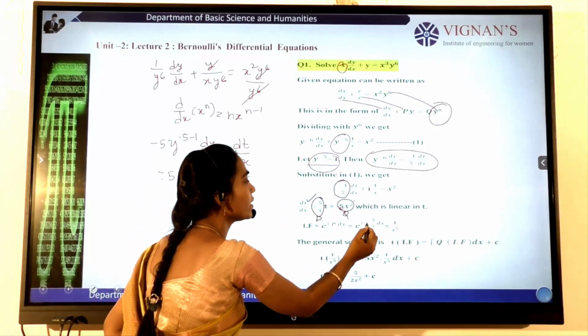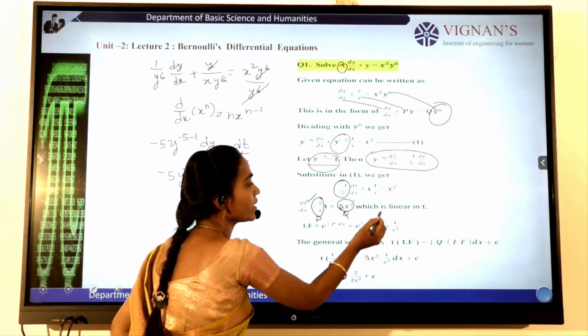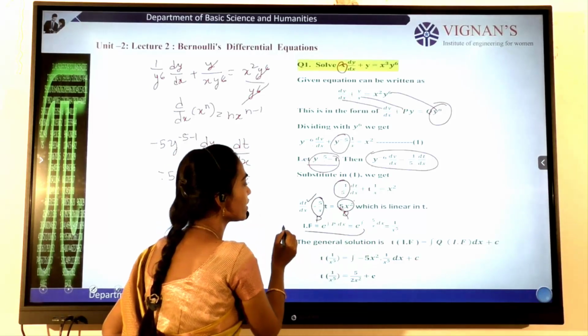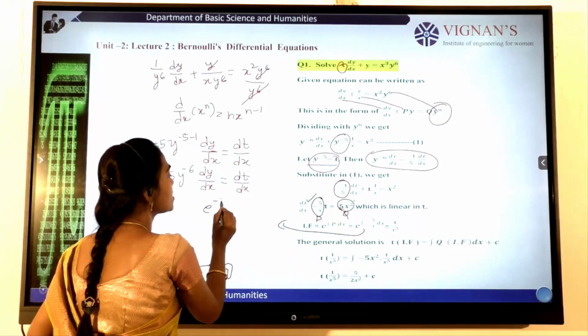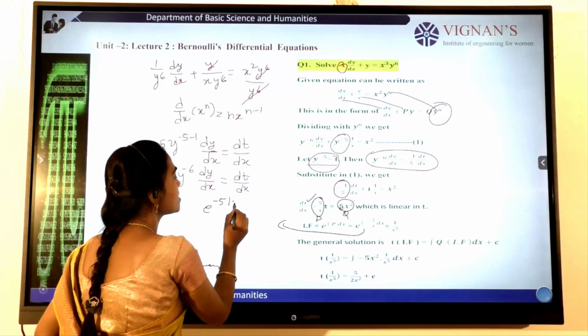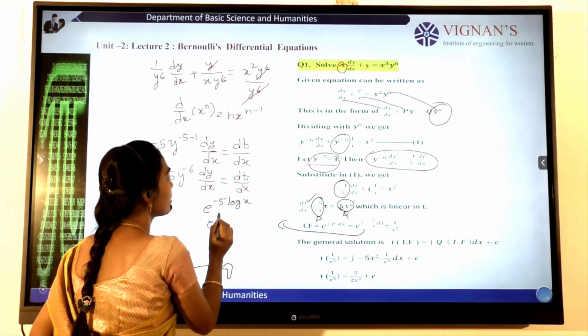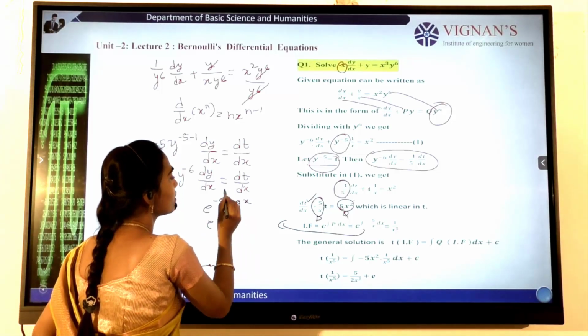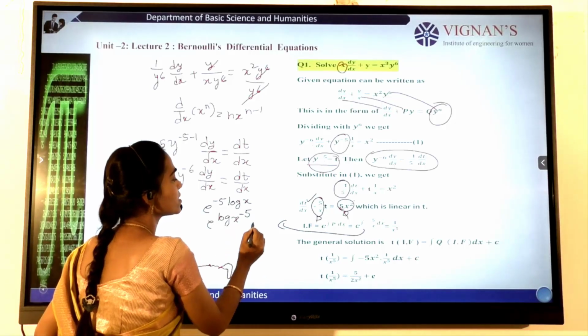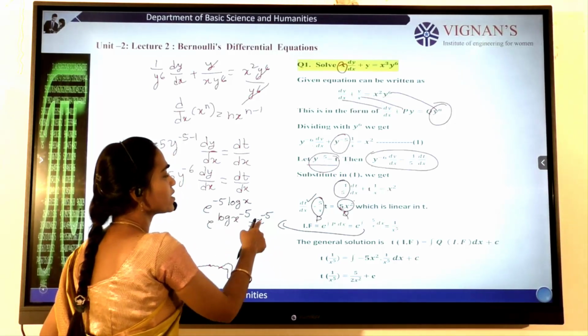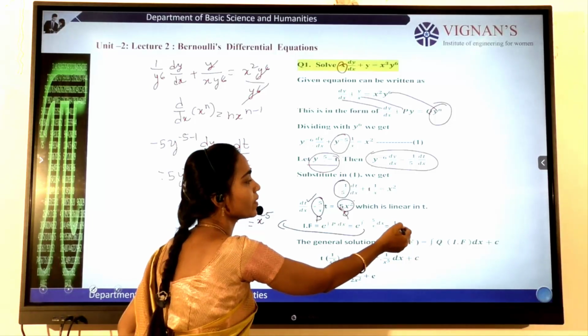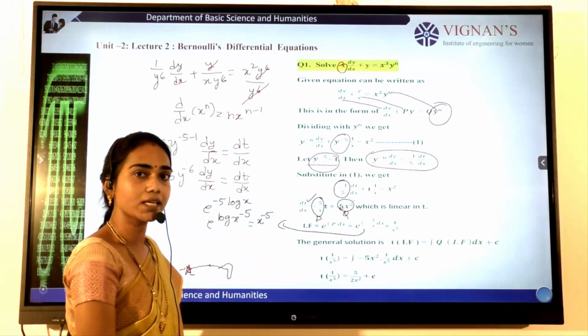So e power integral, so p is minus 5 by x dx. What is the integration for this? E power minus 5 integral 1 by x is log x, that is e power log x power minus 5. e and log cancel, we have x power minus 5, and x power minus 5 goes to the denominator, it becomes 1 by x power 5, which is the integrating factor.